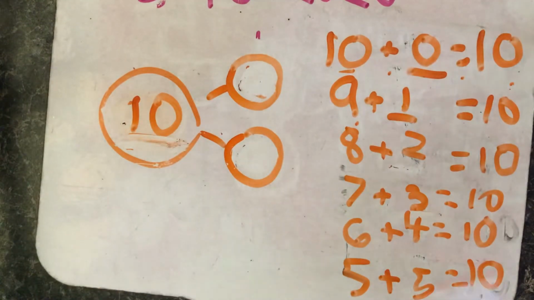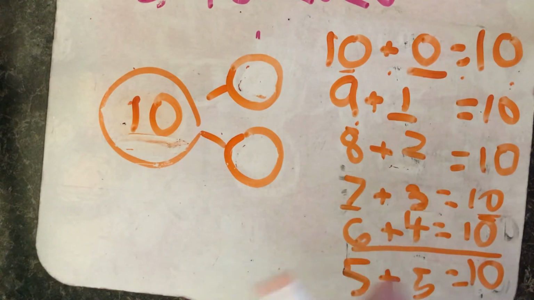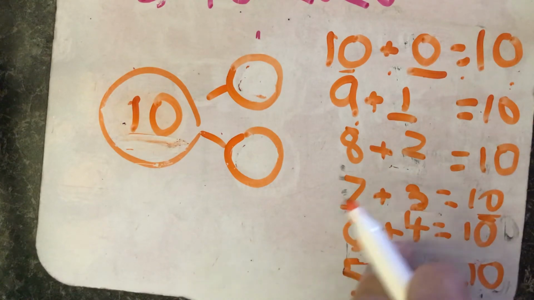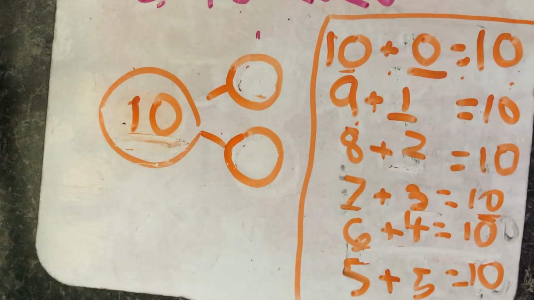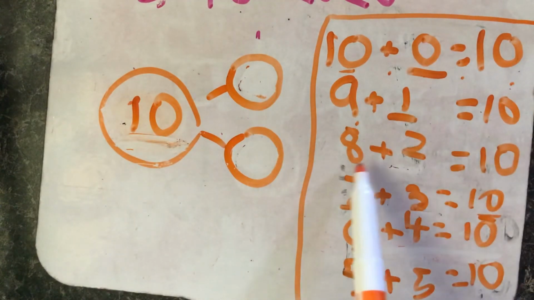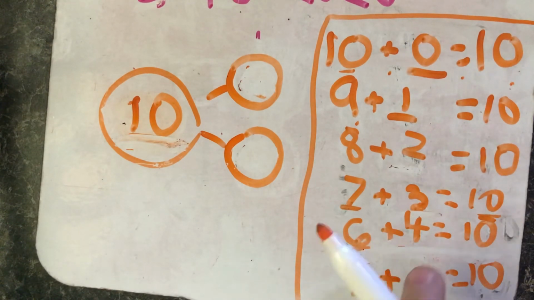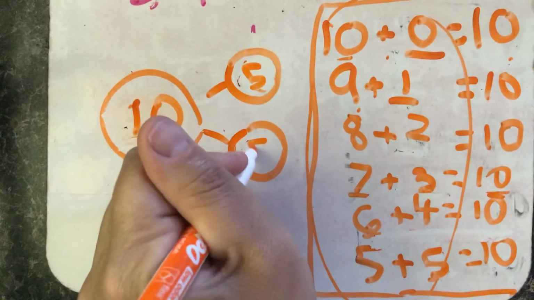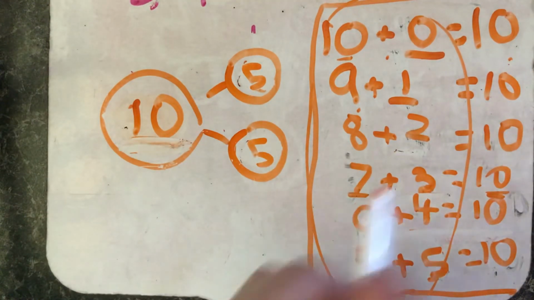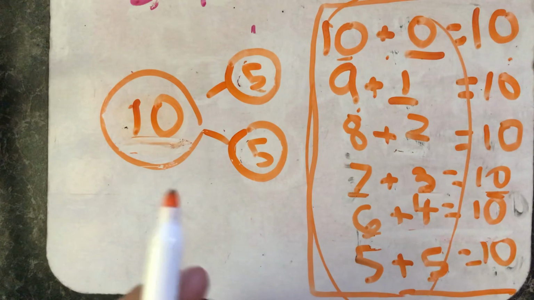But since we already have 6 and 4 and 7 and 3, we know when we're adding, we can simply switch these numbers. So really, these are the only combinations that will give you 10: 10 and 0, 9 and 1, 8 and 2, 7 and 3, 6 and 4, 5 and 5. Those are all the parts that can give you 10. Now, this should help you solve the independent practice problems I put on the work calendar today.